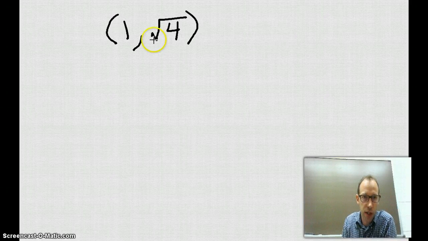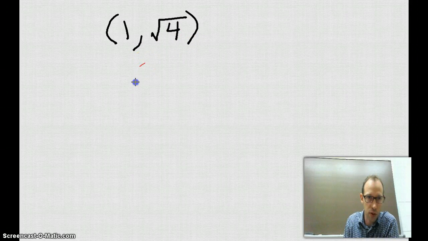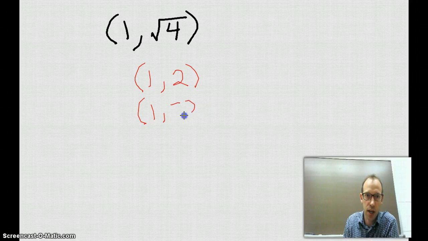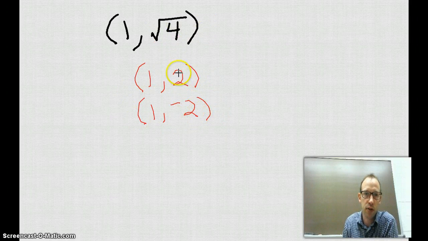She was plotting some points, such as this one here, 1 comma square root of 4, and she said, wouldn't the square root of 4 have a positive and a negative portion of it? So, in other words, wouldn't we have 1 comma 2 and 1 comma negative 2? In other words, wouldn't this be the same as these two, because the square root of 4 would include 2 or negative 2. Either of these numbers, when you square them, equals 4.